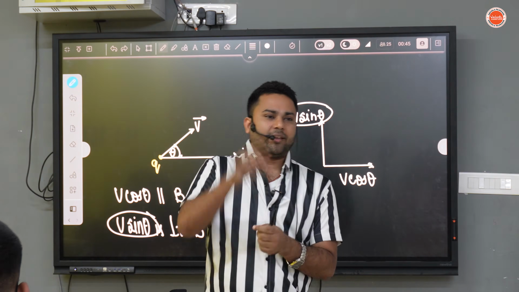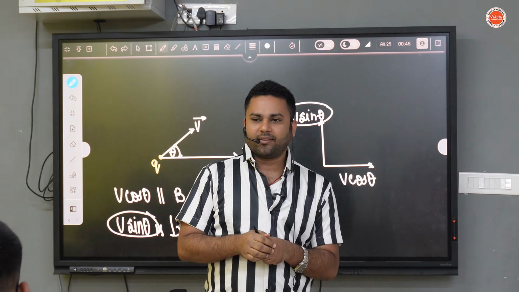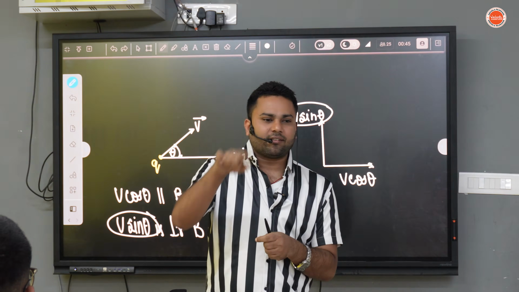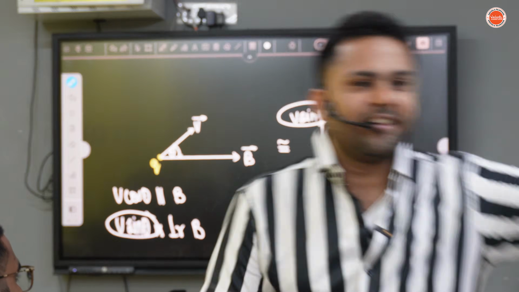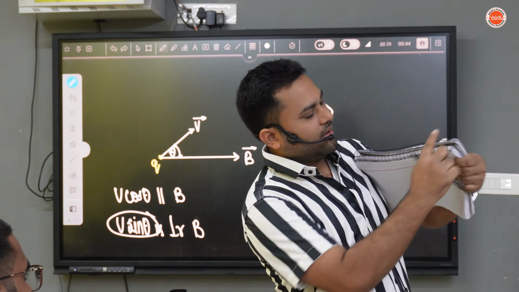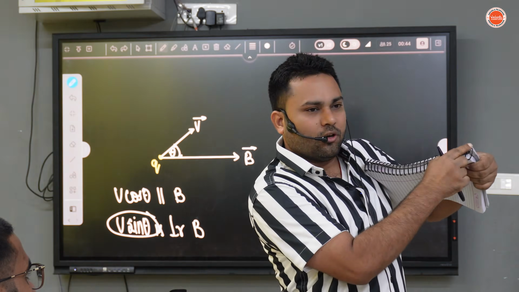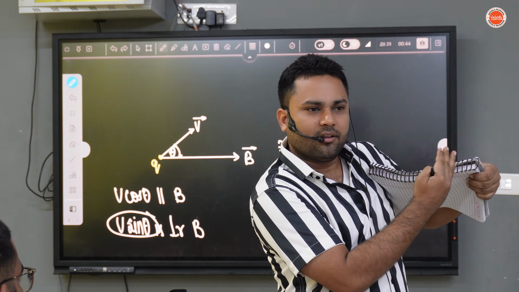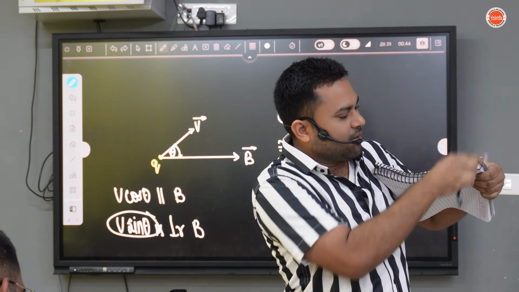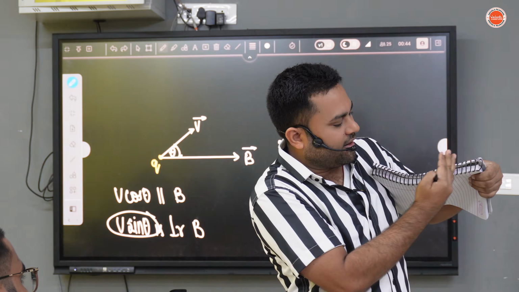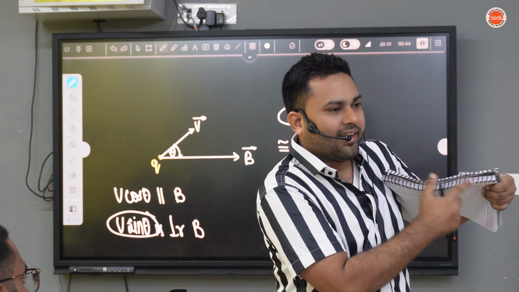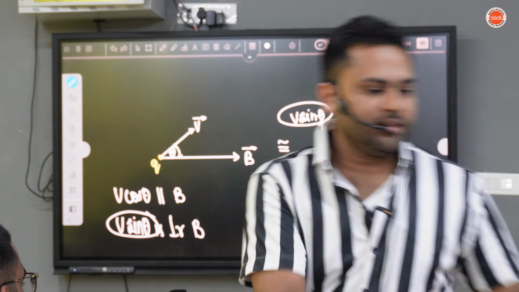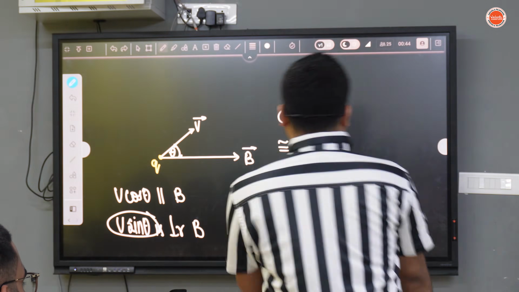Circle plus straight line: spiral motion. See this copy. The particle is going circular, but it is also moving forward. Correct? Circular motion plus moving forward. So this will be the motion. We call this helix. Correct?